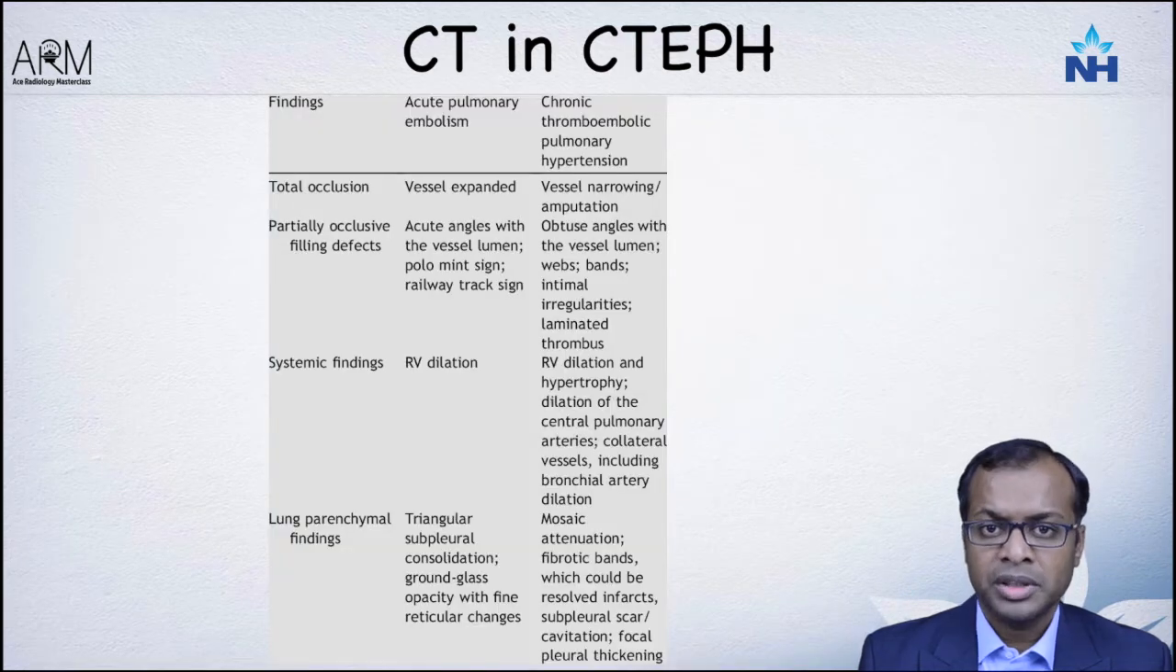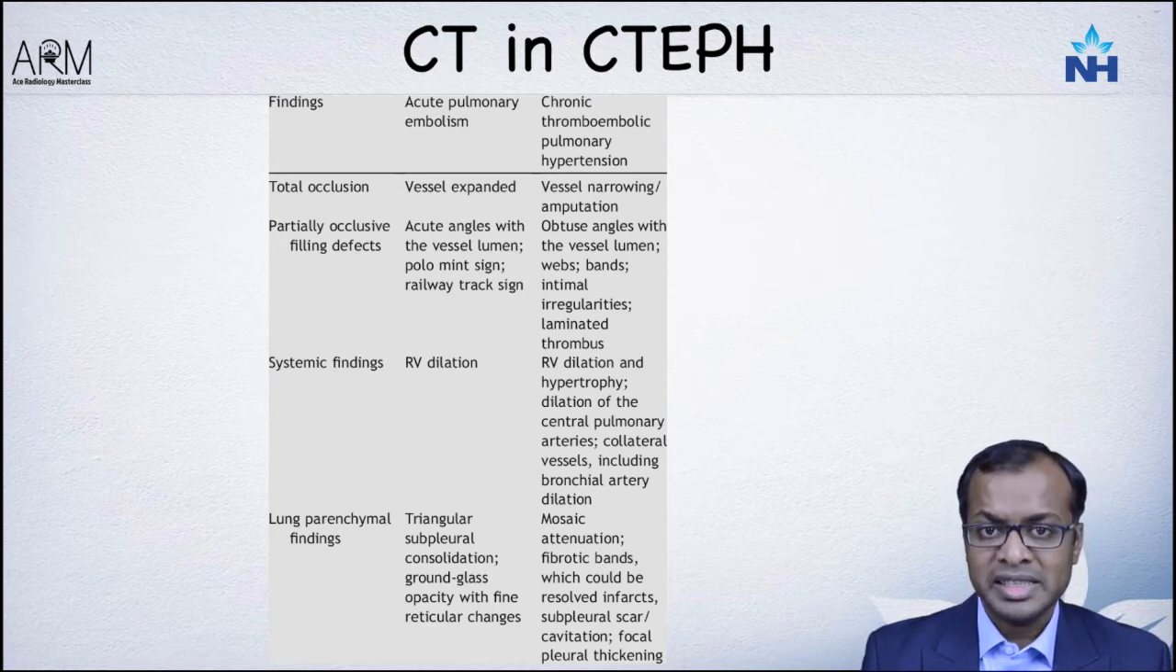Differentiation of acute pulmonary embolism from chronic pulmonary embolism is very important. In acute pulmonary embolism, you will see expansion of the vessel with a central filling defect, which tends to make an acute angle with the vessel wall. In chronic pulmonary embolism, the vessel becomes much smaller or attenuated, and you may not even see any contrast flow within it. The filling defect often makes an obtuse angle with the walls of the vessel.